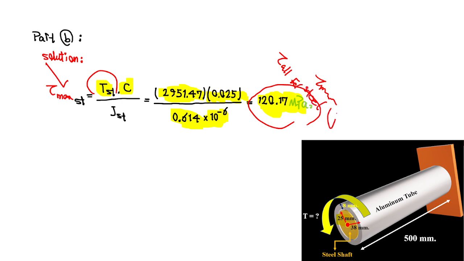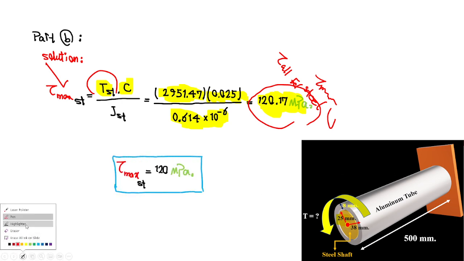Thank you. We will solve more problems. So it gives us the tau maximum for steel. Compare this answer with the problem statement of the previous video to verify if they have the same numeric value. Thank you.